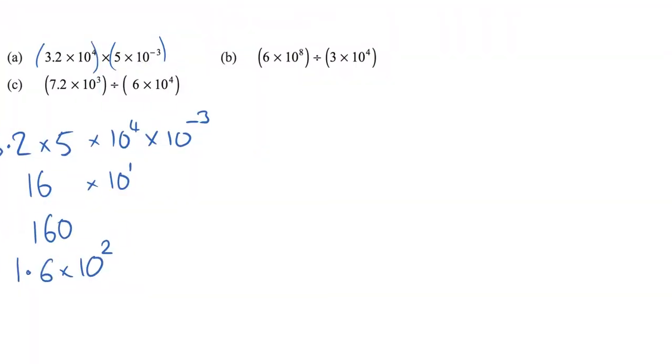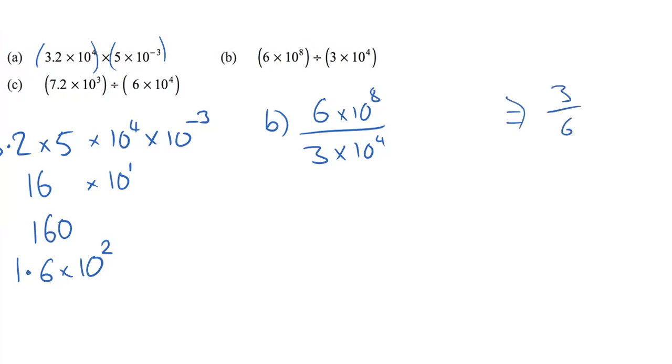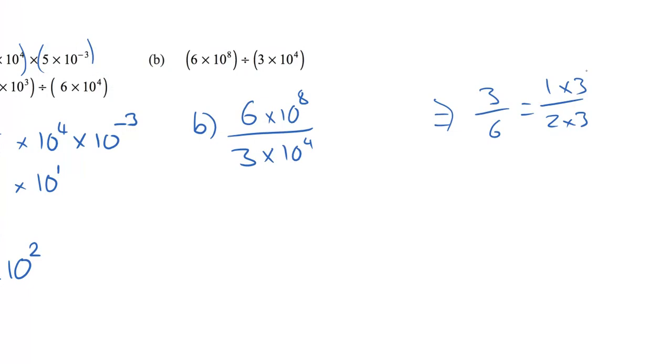Okay, let's take a look at B. Now, B is a little different. I'm going to write it in fractional notation to start with. We're going to have 6 times 10 to the 8 over 3 times 10 to the 4. When we have things in a fraction that are multiplying like this, we can cancel. Just think for a second about 3 over 6. Well, 3 over 6 is 1 times 3 over 2 times 3. We can think of 3 over 6 as a half, of course, by cancelling those 3's. It's a half.